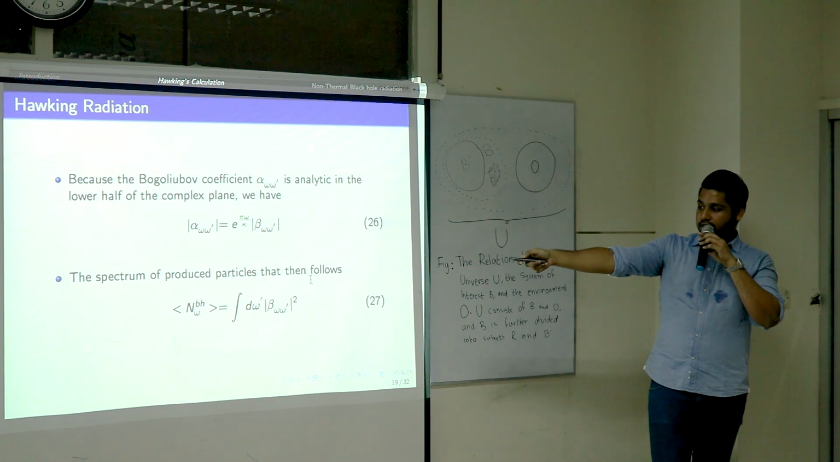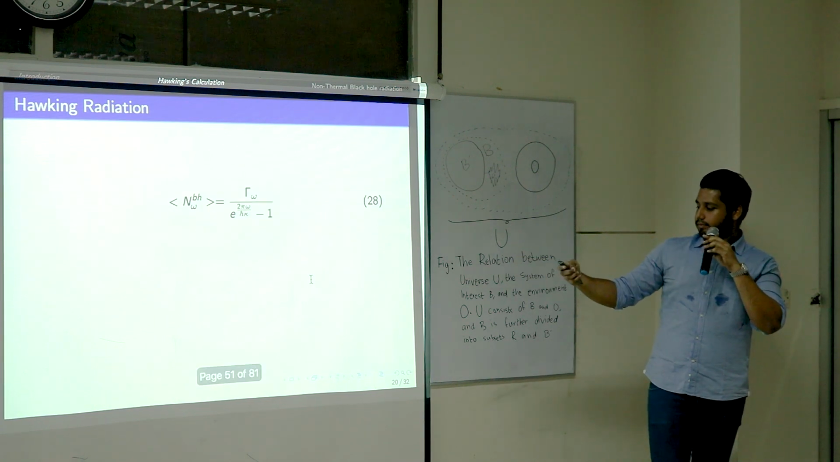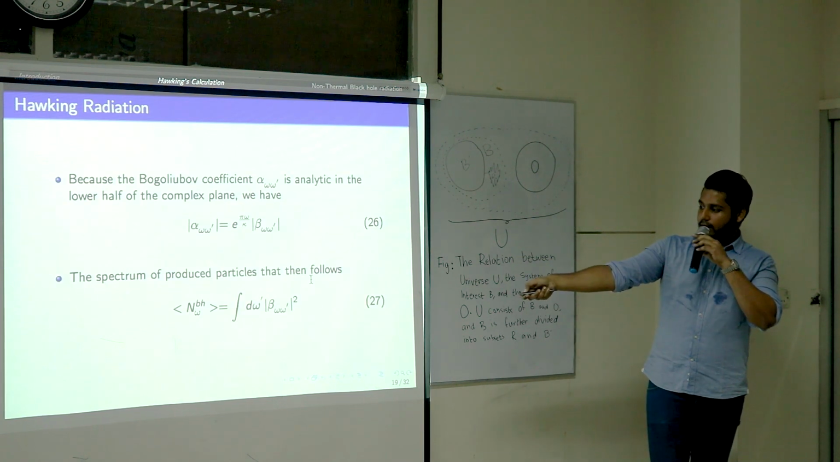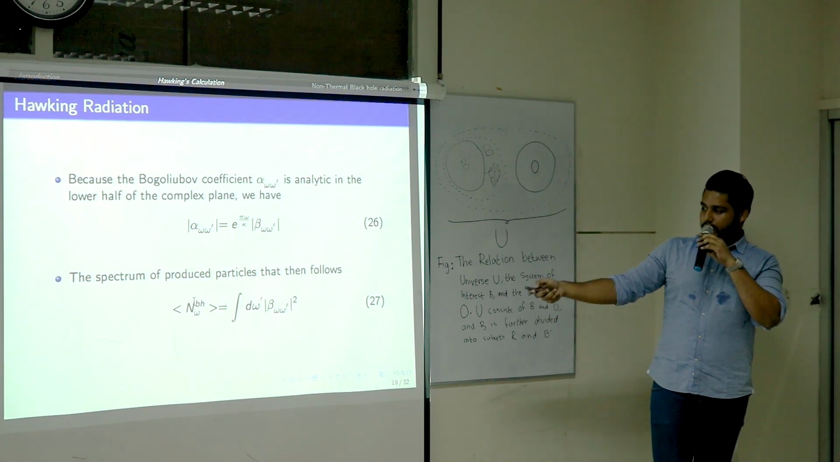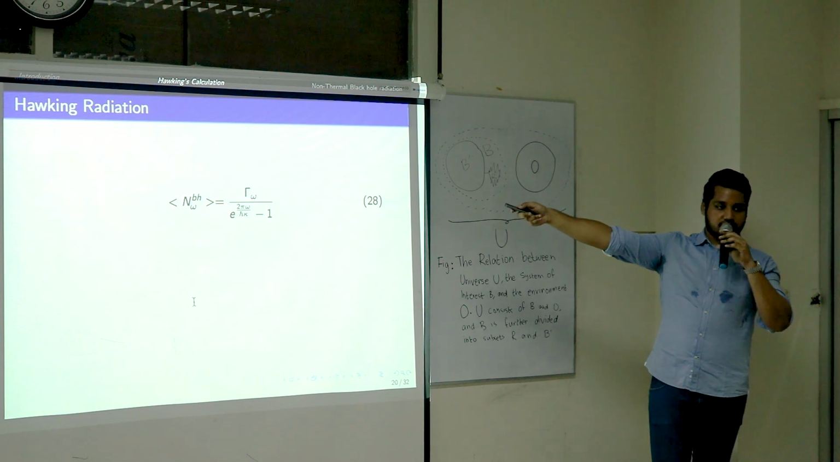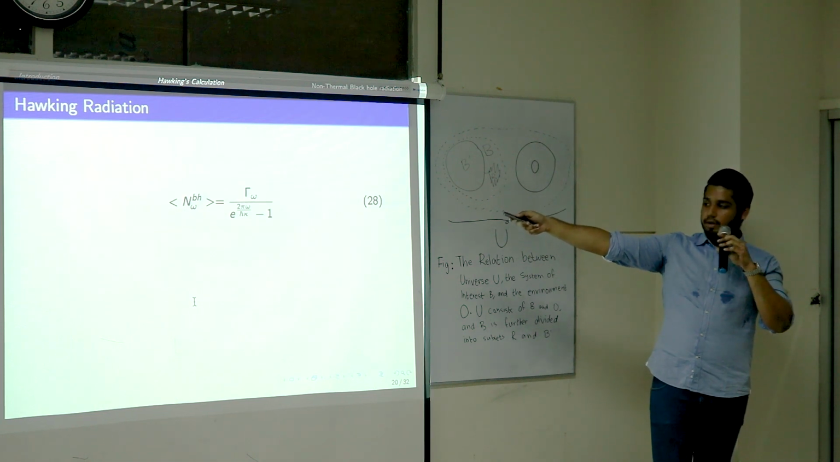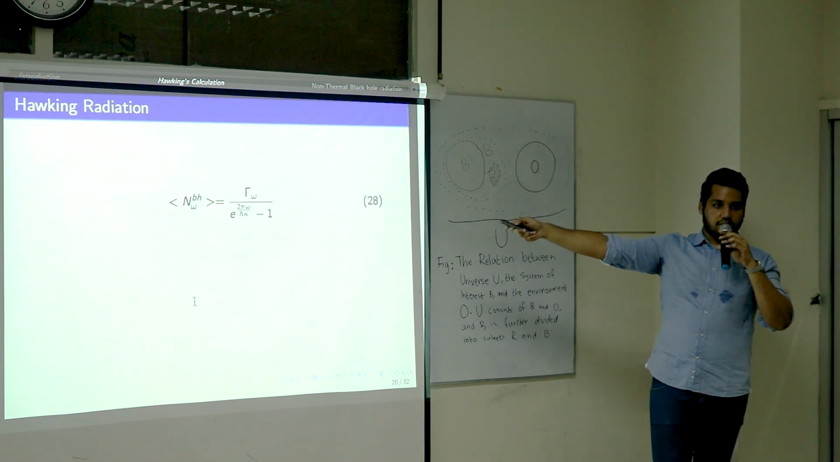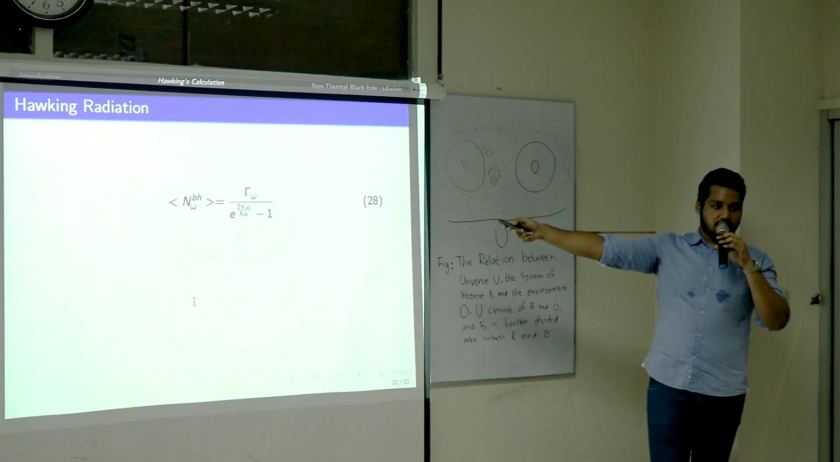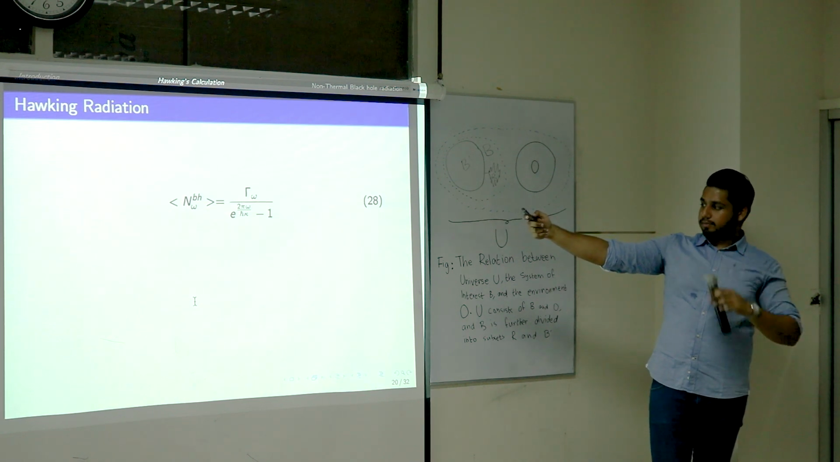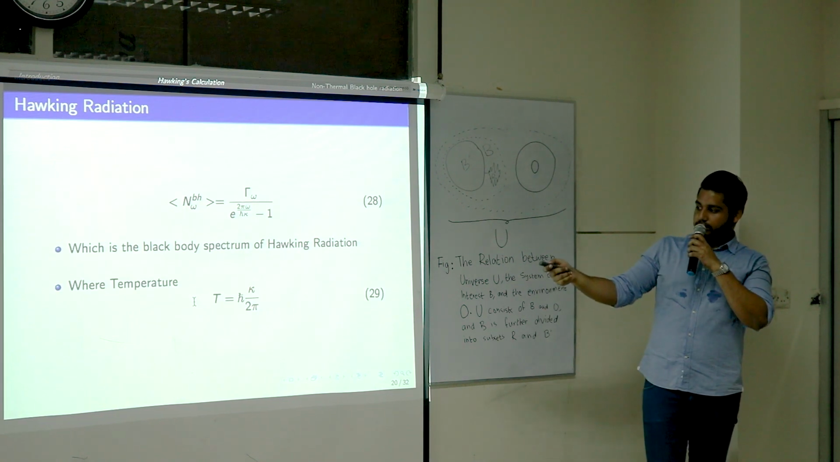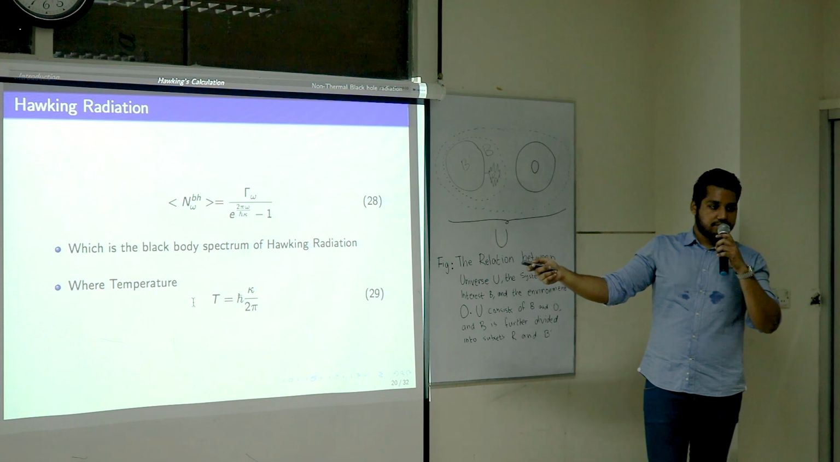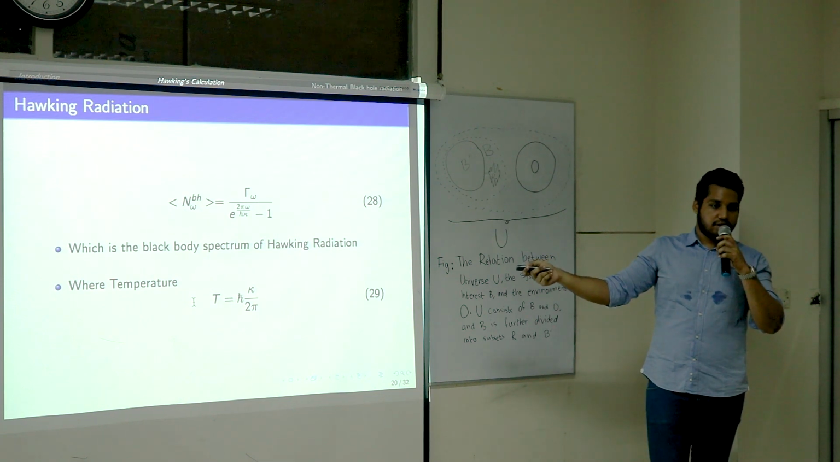which is the number of particles that we're supposed to get from Hawking radiation. Integrating, we get this black body spectrum. This black body spectrum, when you compare it to any other black body spectrum, would give us the temperature, which is T equals h bar kappa by 2 pi. And here you go, you found the temperature of Hawking radiation.